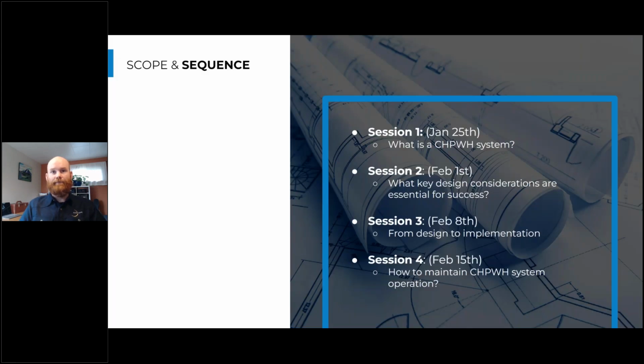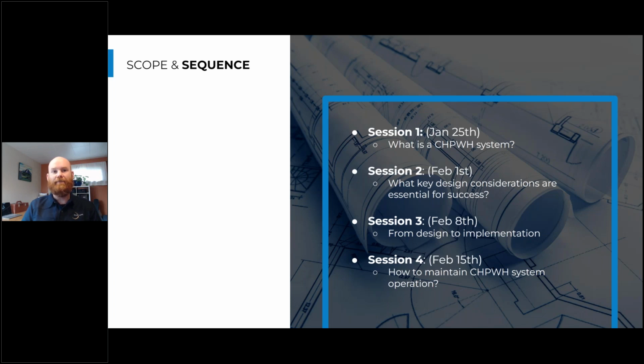And then a reminder on our scope and sequence, what we are talking about next. Please join us for sessions 2, 3, and 4. In session 2, we're going to be talking about more design considerations that are essential for success. We all want to be successful and have a really reliable and efficient system, and that's what this is targeted at. This is looking at the system more through the designer or engineering lens, whereas today we were kind of in the developer world, but a little bit on the engineering side as well.